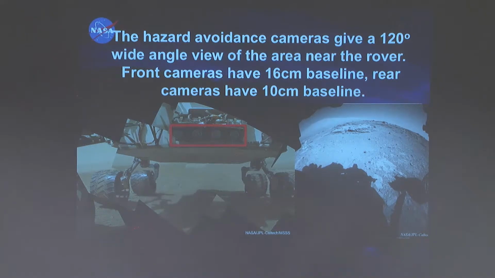These cameras check the ground and try to see if there's a hole or any dangerous thing nearby the wheels, because wheels are very important. Even if you lose one of them, then you cannot move. So that's why they try.